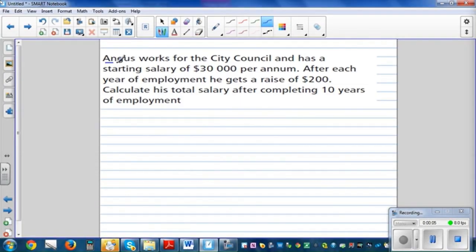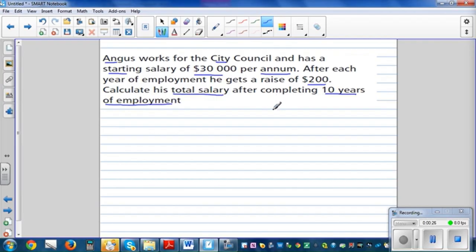Angus works for a city council and has a starting salary of 30,000 per annum. Per annum is per year. After each year of employment, he gets a raise of $200. Calculate the total salary after completing 10 years of employment.